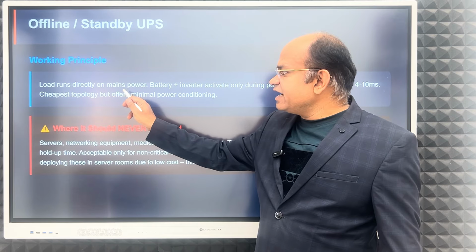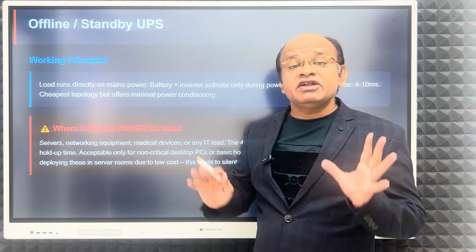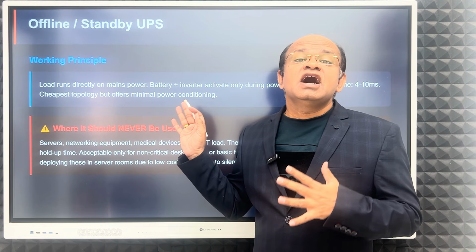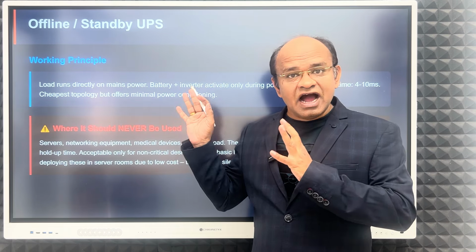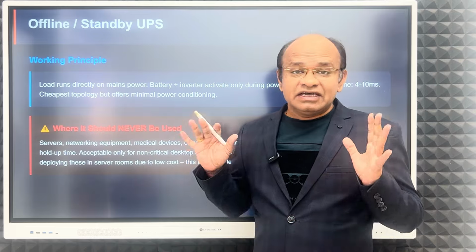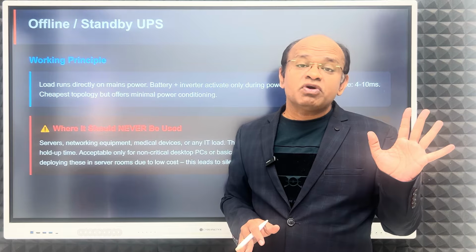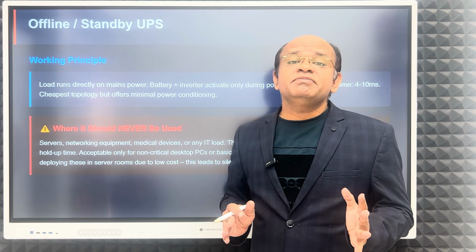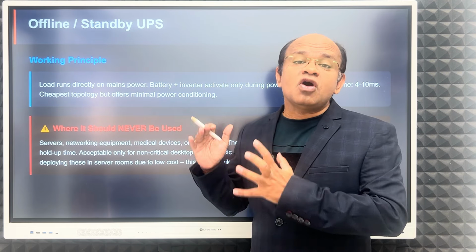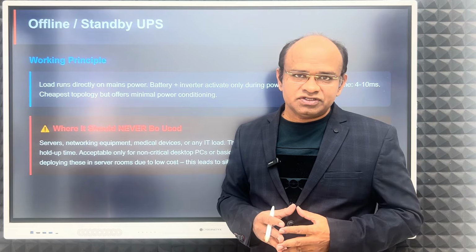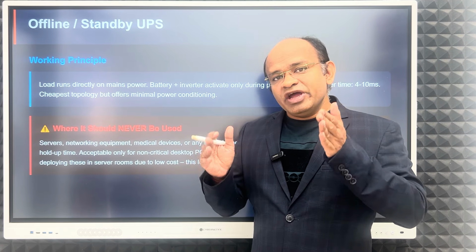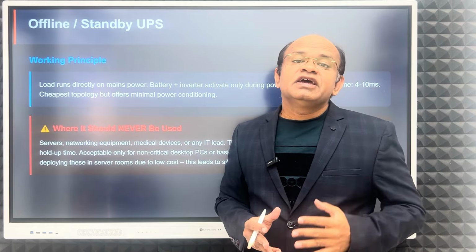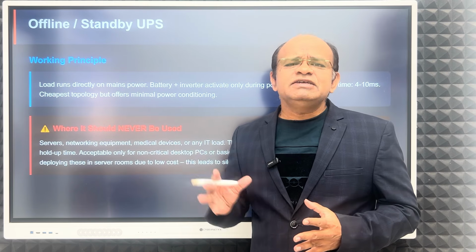Load runs directly on mains power. Whenever power is there, it directly runs on that. See, these UPS are used in household usage. Like in India, we had power problems, maybe 10 years ago. That time, even I used to have my own offline UPS in my house. Whenever power is there, it was directly feeding the power from the electricity board, or city power.